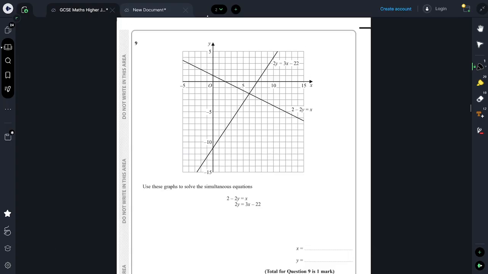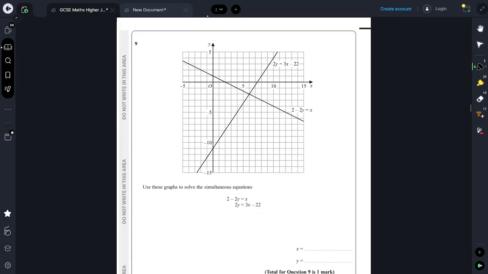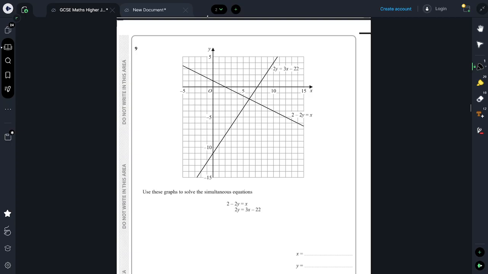Okay, here we go again. Question 9. We've got 2 lines drawn, and it asks us to solve the simultaneous equations: x is 2 minus 2y, and 2y equals 3x minus 20. Well, coincidentally, both of the exact lines are drawn for us already. So if we're using the graph, the solution is where they intersect, because when they intersect, their x, y coordinates are the same. That's when they equal each other, right?